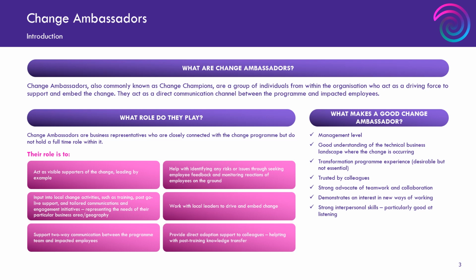So in thinking about what makes a good member of a change network or a good change ambassador, preferably you want them to be at that management level, so they've got some experience working with and managing others, so they really understand both aspects of how the change works. They should have a good understanding of the technical business landscape in relation to where the change is occurring. So they've got to know how it's actually going to impact that area of the business that they come from. Potentially having some transformation experience would be good, but not essential.